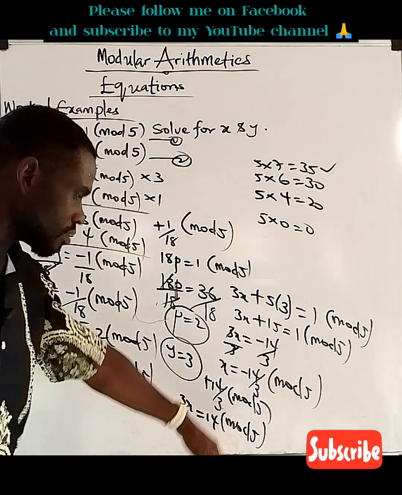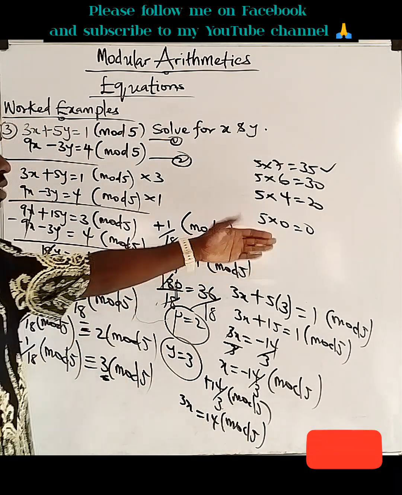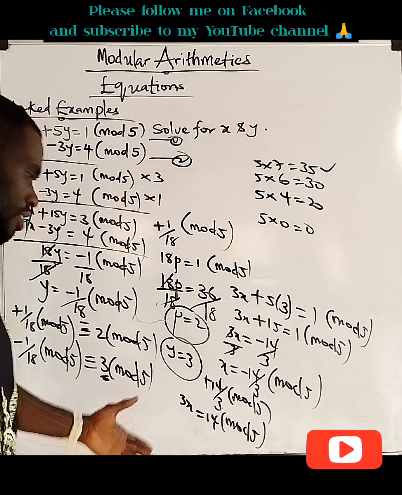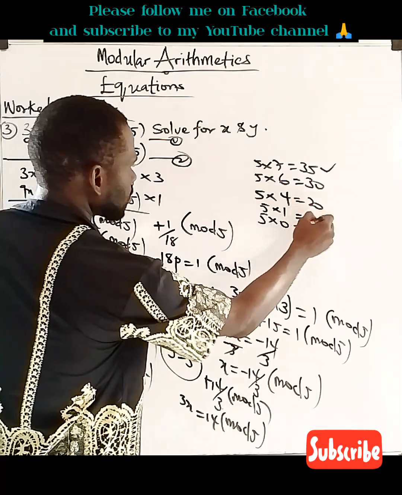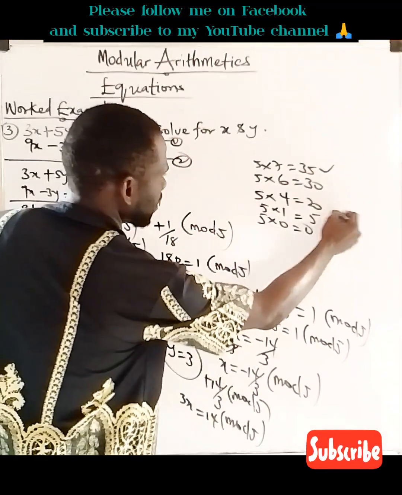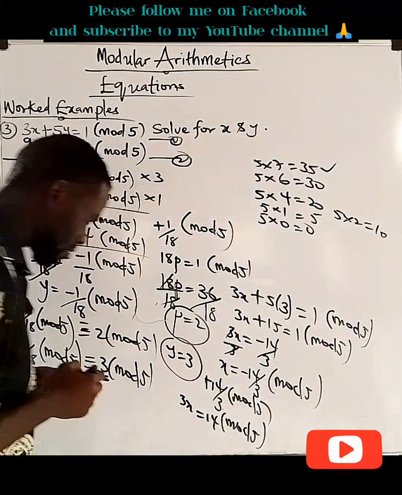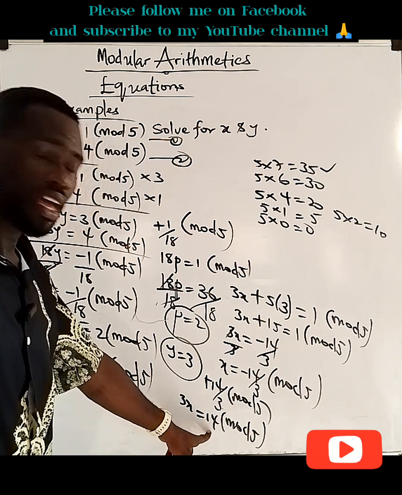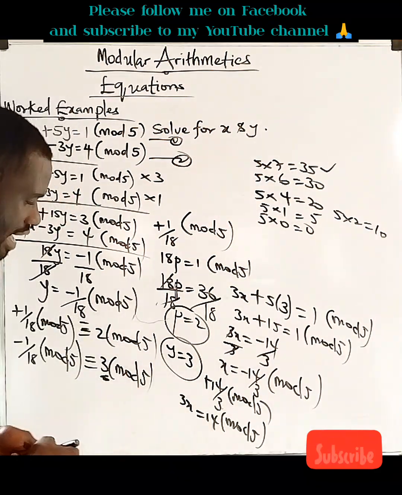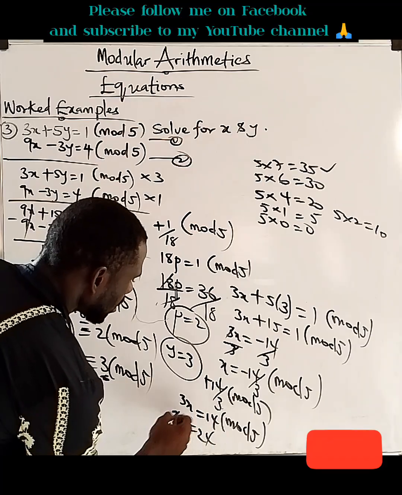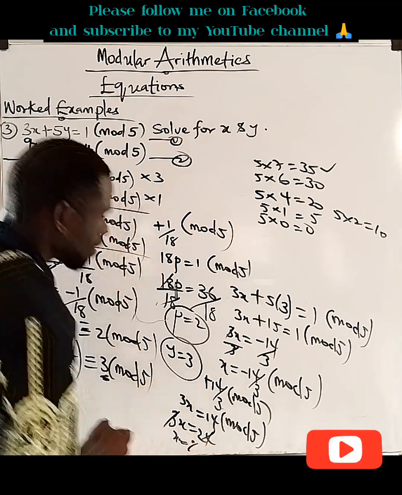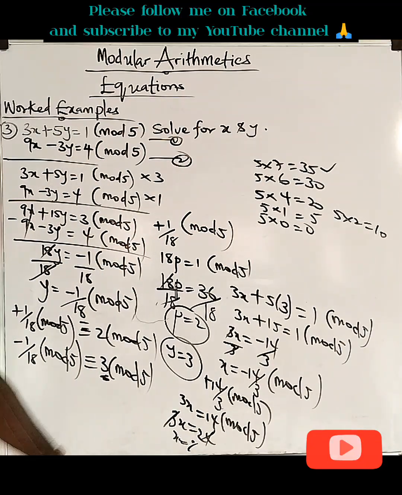So 3x equals 14 modulo 5. Let's look at the set of values we have. If you say 0, 0 plus this, we're going to get a fraction. So let's check other ones. 5 times 1 is 5. Let's say in between, 5 times 2 is 10. 10 plus 14 is 24. So 3x equals 24, which will give us x as 8. So the x we're talking about is 8.